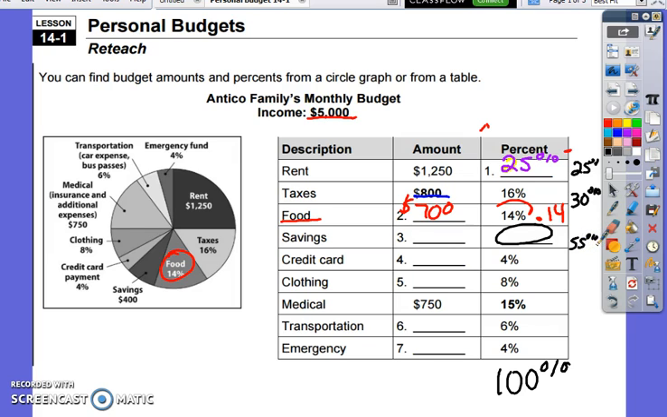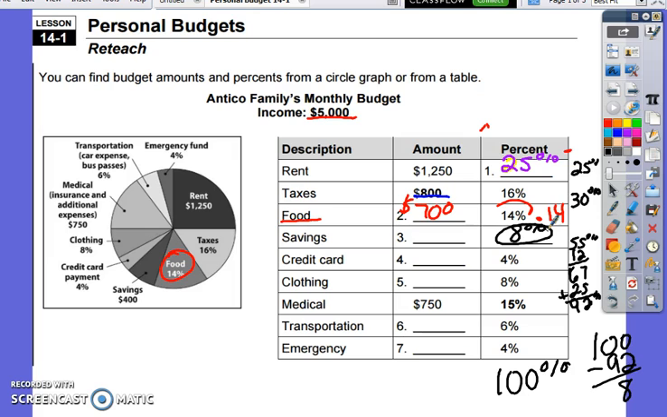So then I have 4 and 8, which would be 12%. So now I'm at 67%. Plus 15 plus 6 plus 4. 6 plus 4 is 10. So let's do plus 25%. That's going to give me 92% if I add up all of the percents that I have. So then I'm going to do 100 minus 92, and that's going to give me 8%. So I know that this missing piece right here, the savings, is going to be 8%.